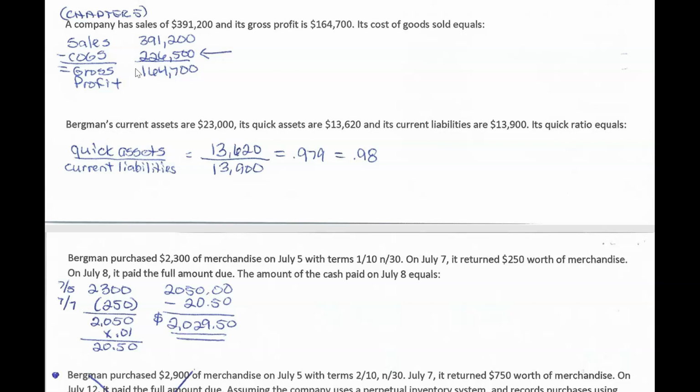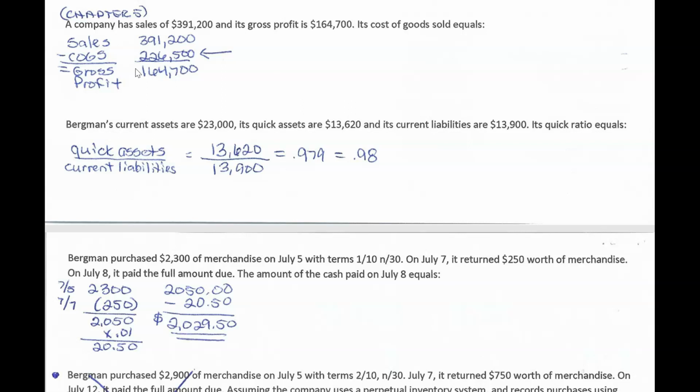Okay, the next question. Bergman purchased $2,300 of merchandise on July 1st with terms 1/10, net 30. So this is saying that if they pay within 10 days, they get a 1% discount. If not, the net is due in 30 days. On July 7th, they returned $250 worth of merchandise. And then on the 8th, they paid the full amount. What is the amount of cash paid on the 8th?